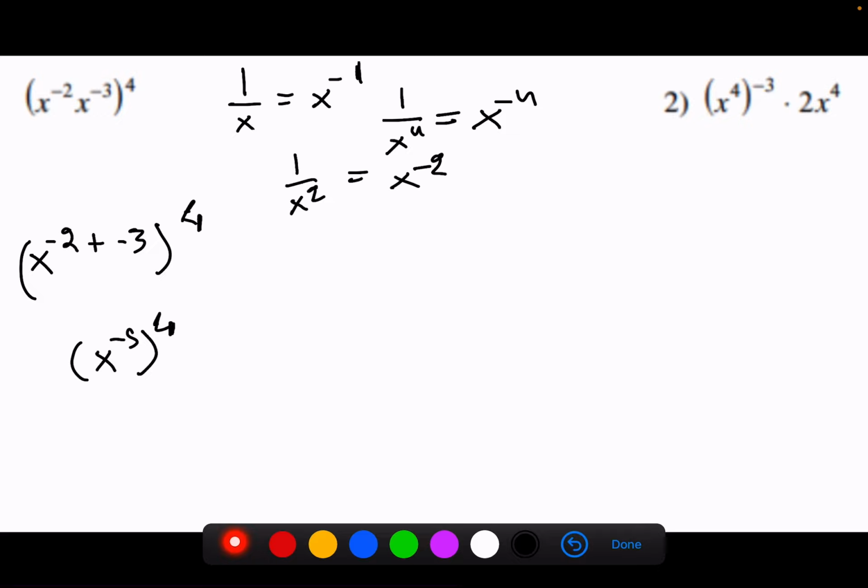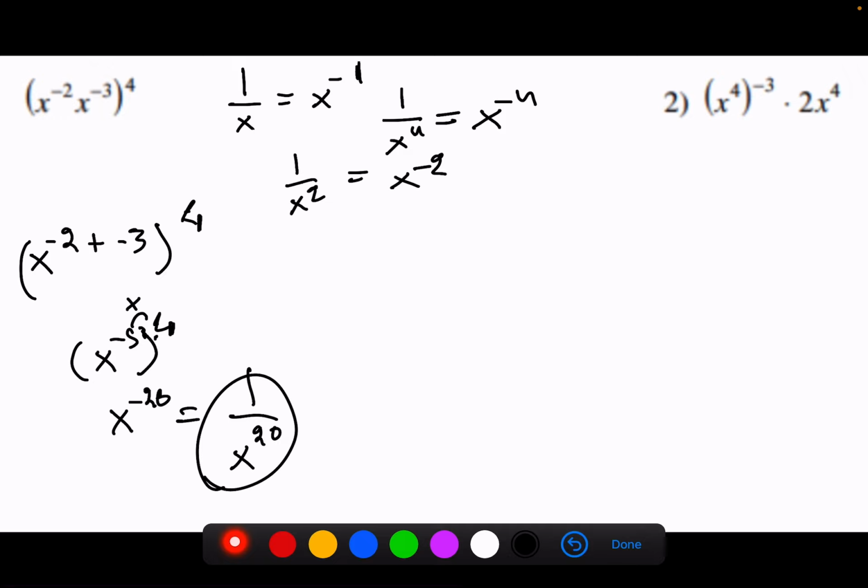If we have something like this, with parentheses, an exponent, and then another exponent outside of the parentheses, all we do is multiply 4 times negative 5. So this is the same thing as x to the negative 20, which we can rewrite as 1 over x to the power of 20. Now let's move on to the next problem.